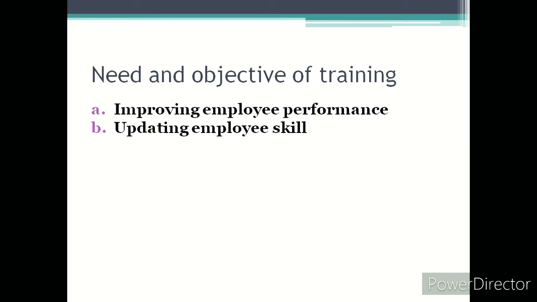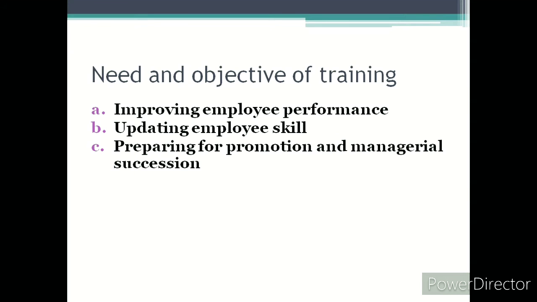Now the second is updating employee skills. Training enables employees to update their skills and helps integrate technological changes successfully into the organizational systems and processes. That is why it is also one of the most important needs of training. And third is preparing for promotion and managerial succession. What it means is, training helps an employee acquire the skills required to assume greater responsibility. It makes the transition from an employee's present job to the next one easier and smoother, so that we can easily choose which employee we can promote or demote. So this is also one of the most important points.